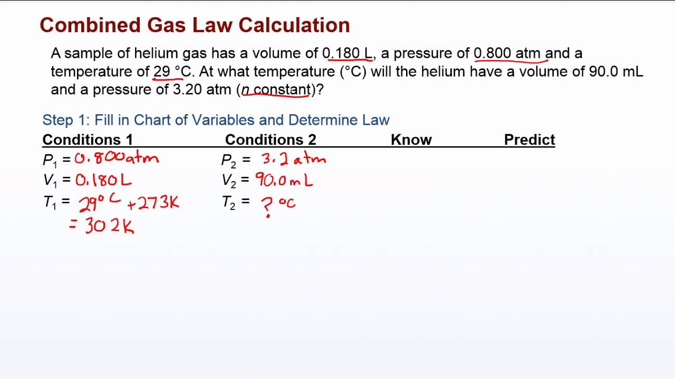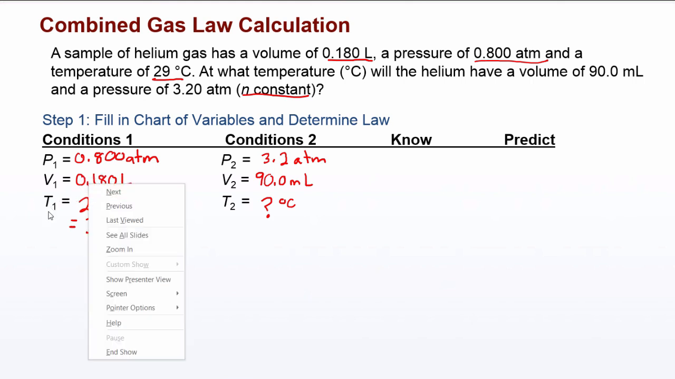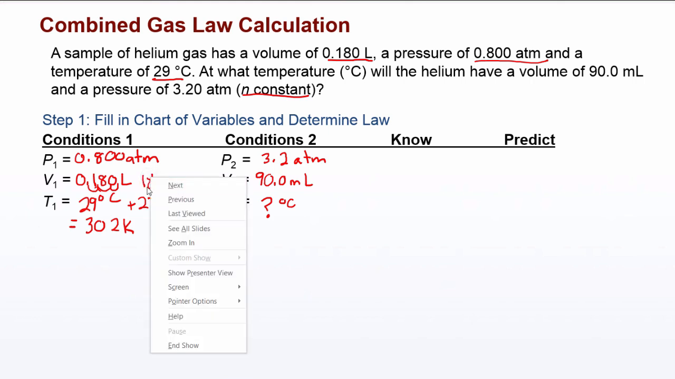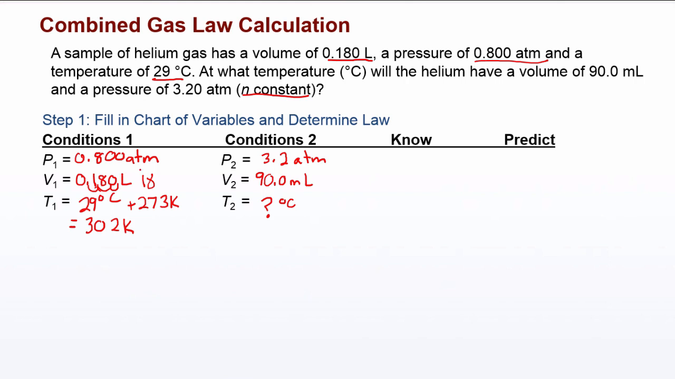All right, so we're dealing with 90 milliliters here and liters here. So let's convert the liters to milliliters because we need to have that in the same unit. So if I want to convert to milliliters, I'm going to move my decimal 3 points to the right, or I'm going to multiply by 1,000. So that gives me 180 milliliters.